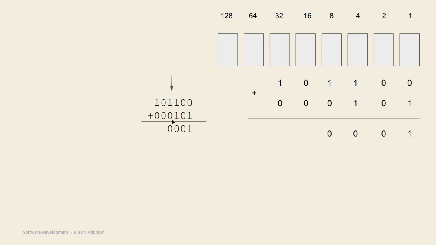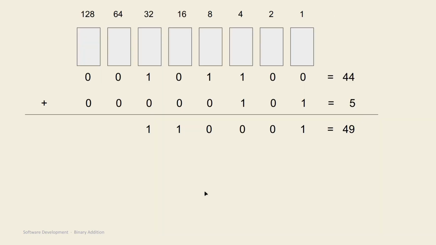Now 1 plus 0 plus 1 we carried, so it's 1 plus 1 again. Again we write 0 and carry the 1. And 1 plus 0 is 1. There is our result.